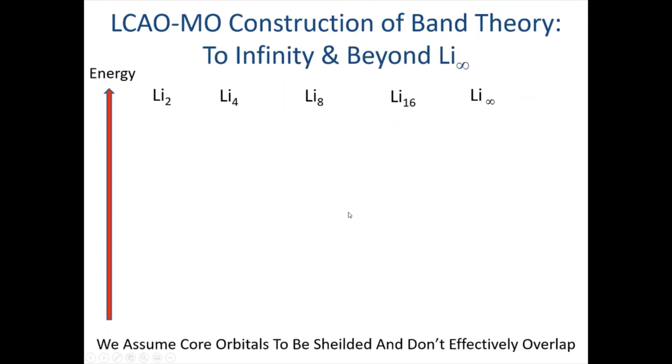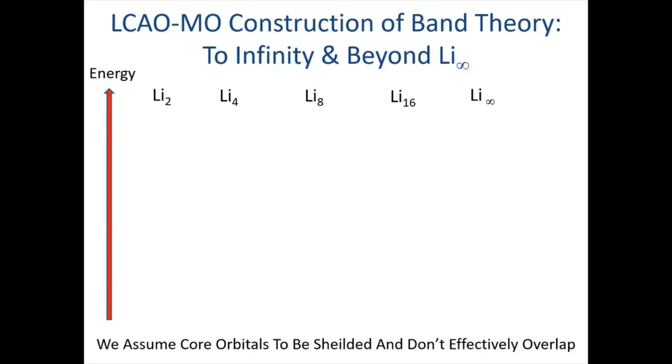Now let's look at what happens when we take two atoms like lithium and we start to bond them. Let's look at what happens when we take 2 atoms of lithium, 4 atoms of lithium, 8 atoms of lithium, 16 atoms of lithium. What we're doing is we're basically building up from something that we know, which is bonding 2 lithium atoms.